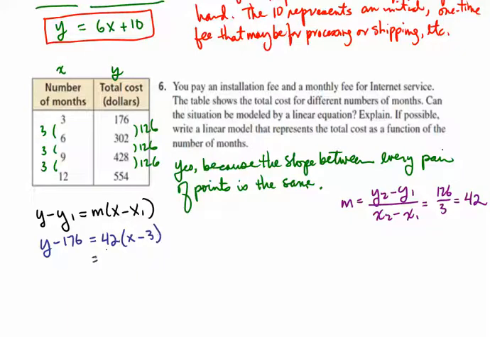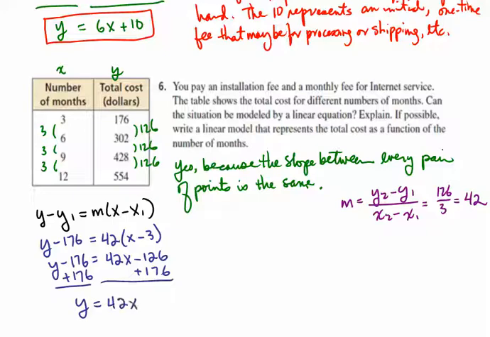Now we're going to distribute out: 42x minus 126 is equal to y minus 176. We'll add 176 on both sides. y is equal to 42x plus 50. And so this would be our linear model that models the situation that we see, which is you pay an installation fee and a monthly fee for internet service.